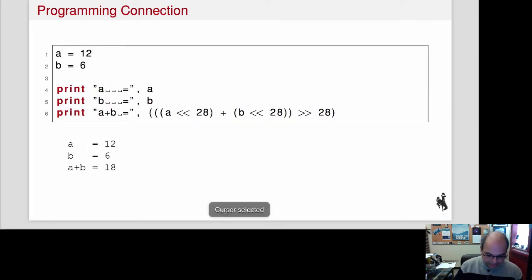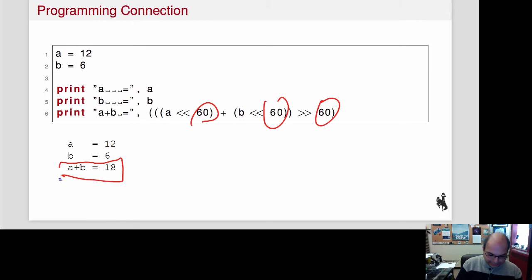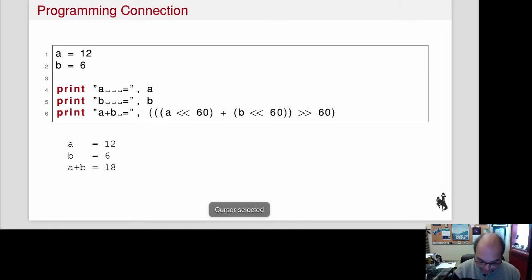Okay, how about Python? I do the same thing with Python. I shift by 28, and then I shift back. And what I get is 18. So I thought the integers in Python were 32 bits. Obviously, they're not. They must be 64 bits. So let's shift over by 60 instead of 28. And what we get is 18. So Python is using more than 64 bits. Well, that's a surprise.